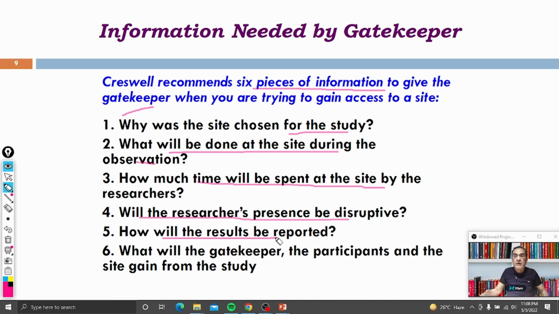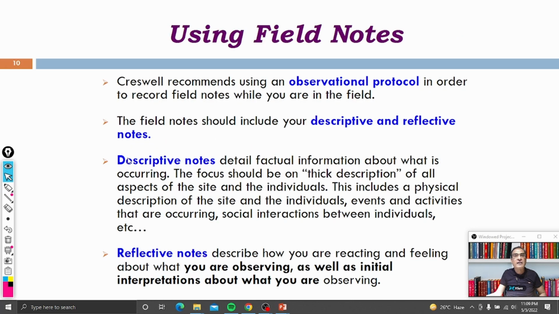Will you be impartial? What will the gatekeeper, the participants, and the site gain from the study? So, what are the benefits for the gatekeeper, participants, and other people who are at the study site? These six questions will be asked by the participants. So the head of the institution will ask such questions of you before you conduct the study in a school or organization.